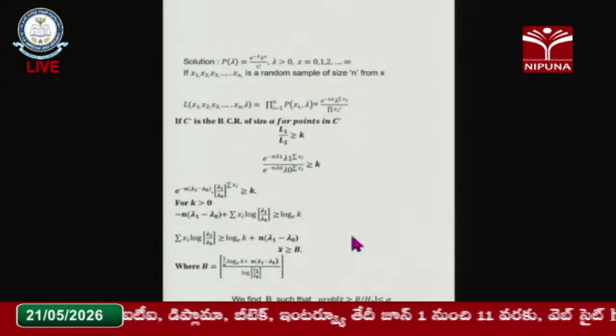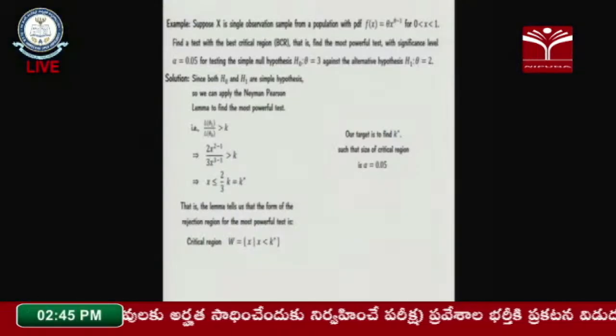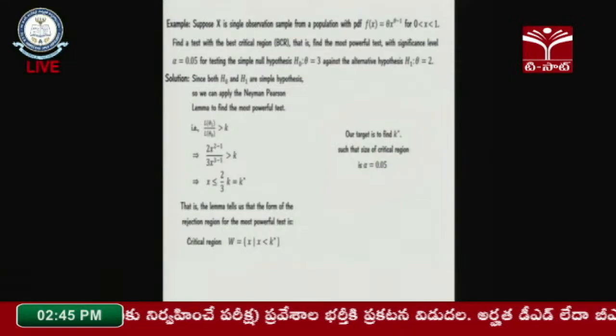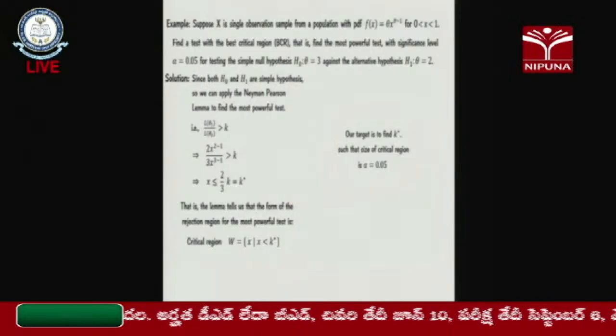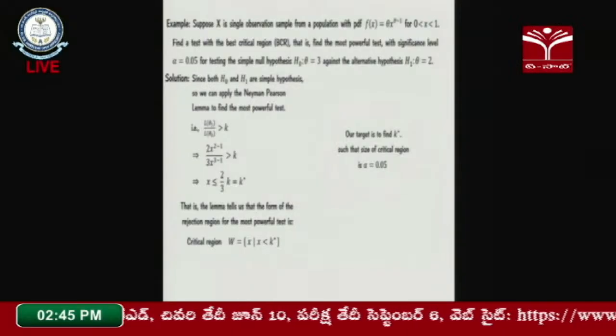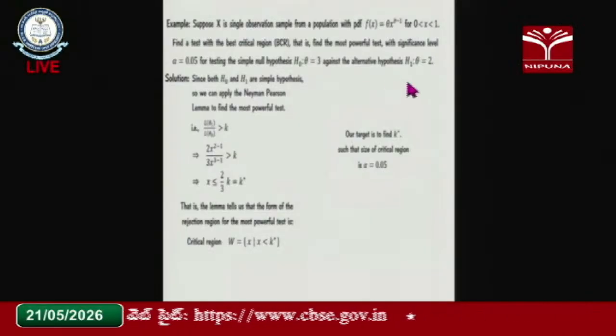So this is the general example. Now another one, a numerical example. Suppose x is a single observation sample from a population with the corresponding PDF f of x equal to theta times x to the power theta minus 1, where the range of x is 0 to 1. Find the best critical region (BCR) and the most powerful test with level of significance alpha equal to 0.05, testing the hypotheses H0: theta equal to 3 against H1: theta equal to 2.